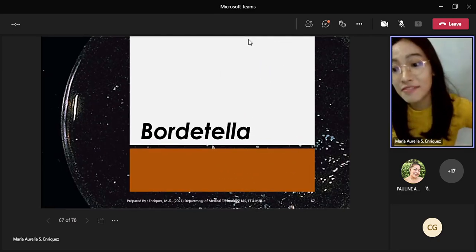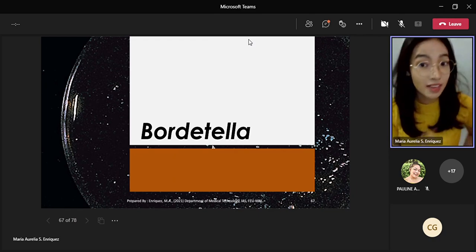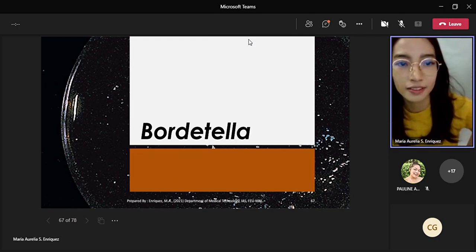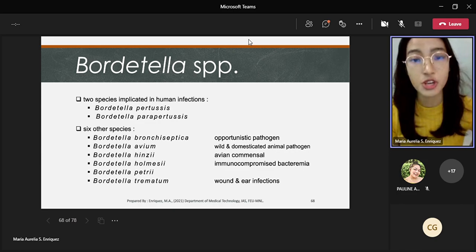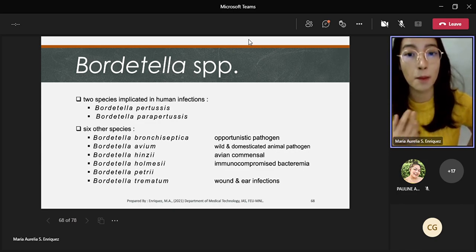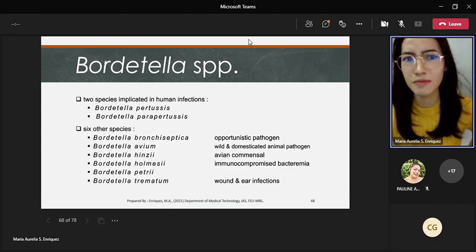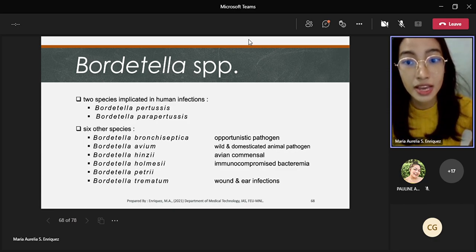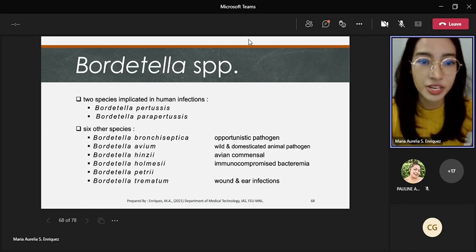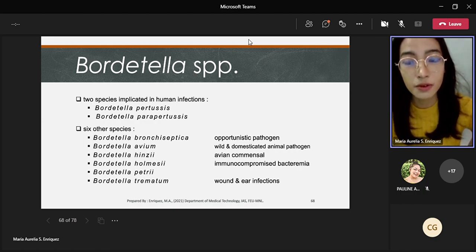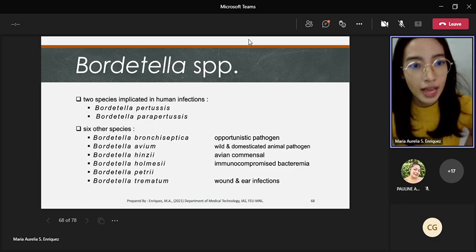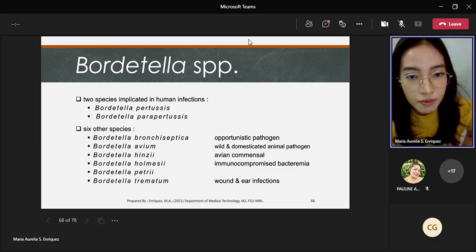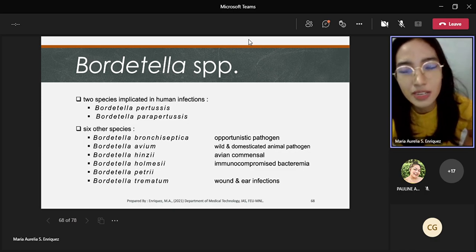All right, last but definitely not the least bacteria that we will be discussing in this chapter is Bordetella. All right, so there are two species implicated in human infections, Bordetella pertussis and Bordetella parapertussis. But there are other miscellaneous species that have been associated in a number of various infections, such as Bordetella bronchiceptica, which is an opportunistic pathogen, Bordetella holmesii, which are opportunistic pathogens specifically for immunocompromised individuals. And then we also have Bordetella avium and Hinsii, which are generally animal pathogens.